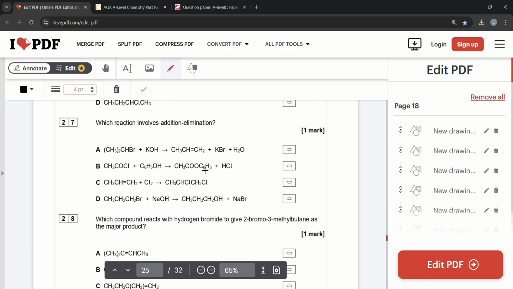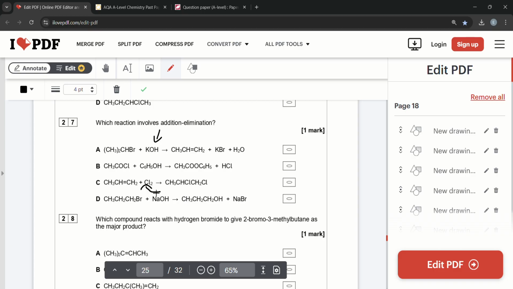Which reaction involves addition, elimination? It's just how well you know your mechanisms. I just guessed this off the bat because I really like this nucleophilic addition elimination mechanism. This will react with potassium hydroxide. We never do the nucleophilic addition elimination.